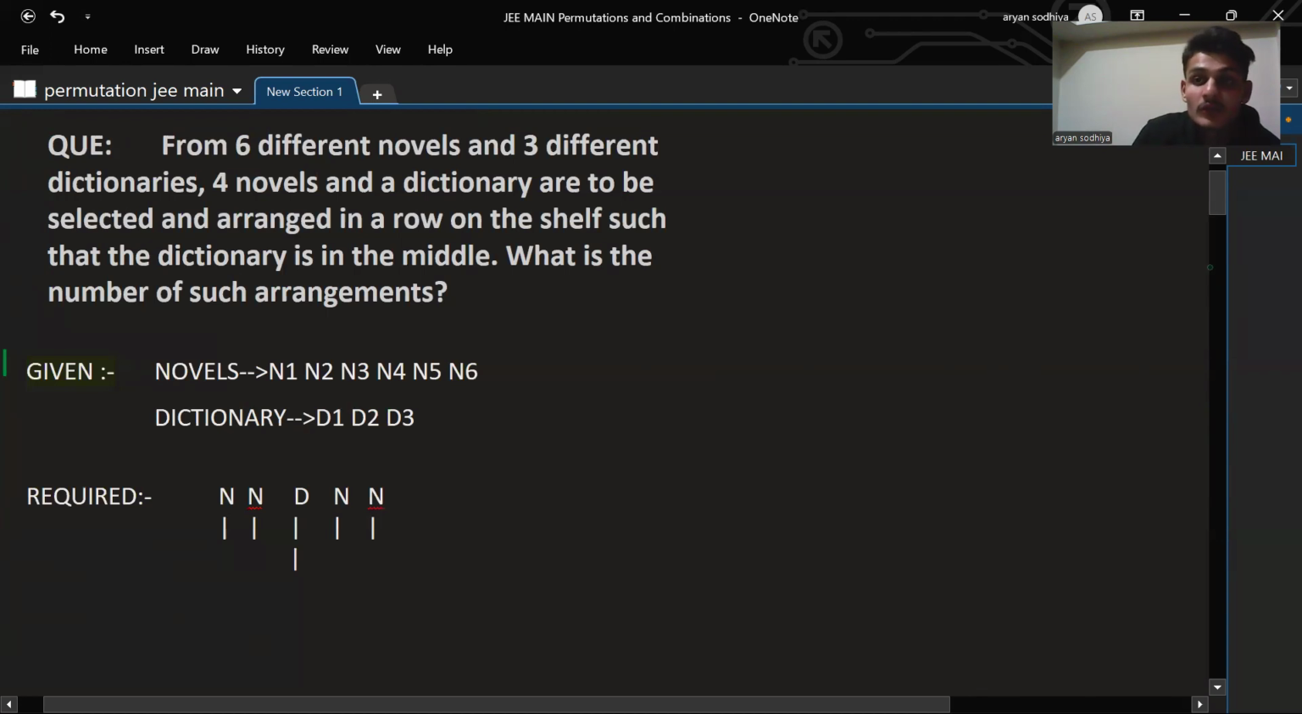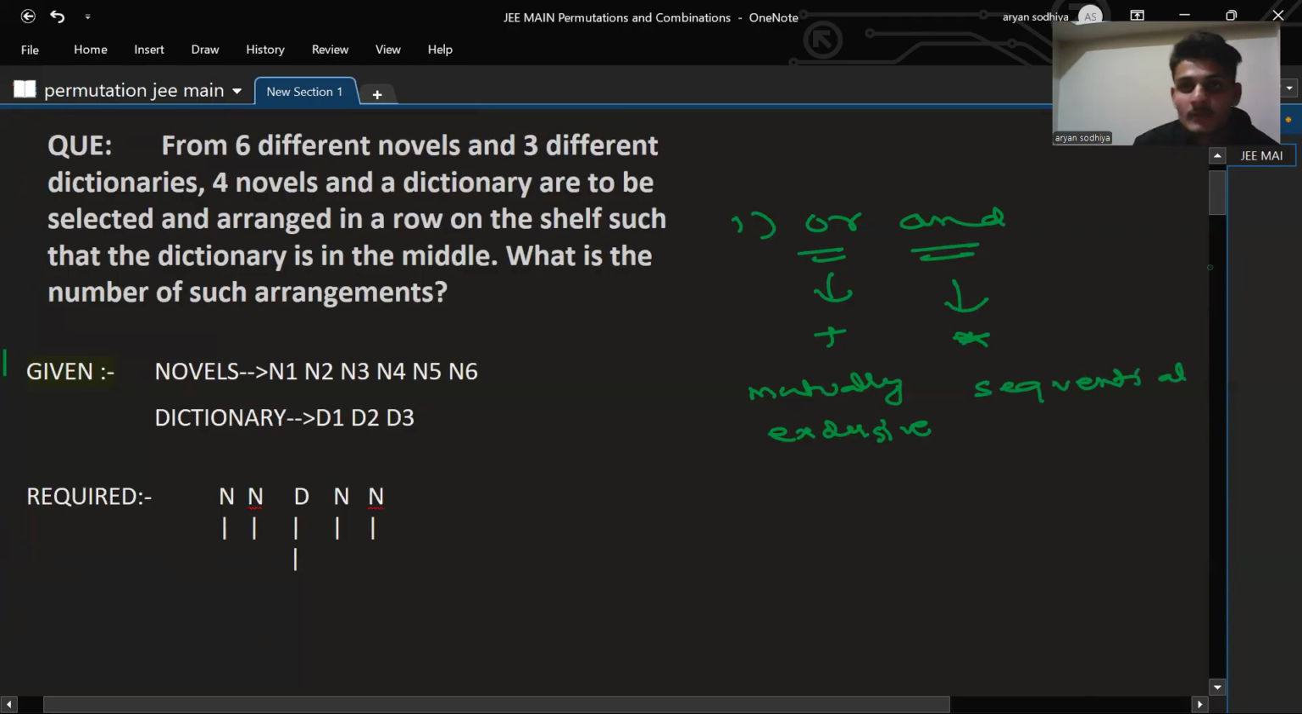What two concepts have we used? The OR and AND rules. Whenever OR is there, we add, and whenever AND is there, we multiply. The OR rule is for mutually exclusive events, and the AND rule is for sequential events. Okay, so this is one concept we have used, and again, selecting r objects out of n distinct objects.